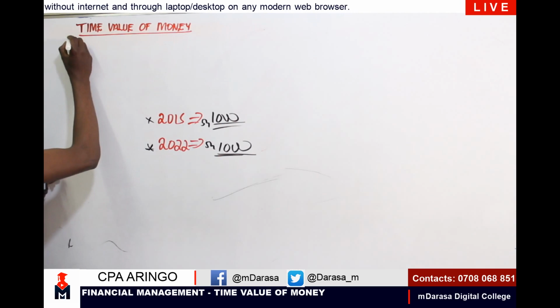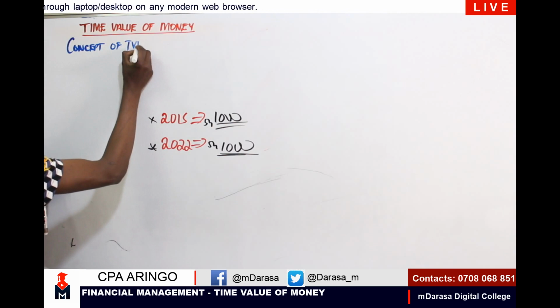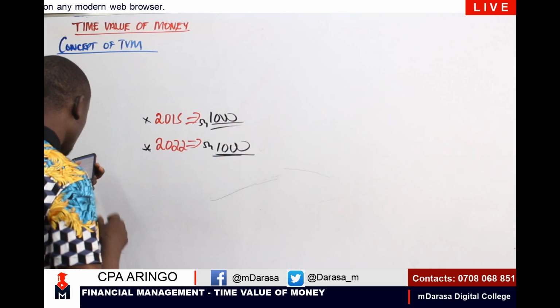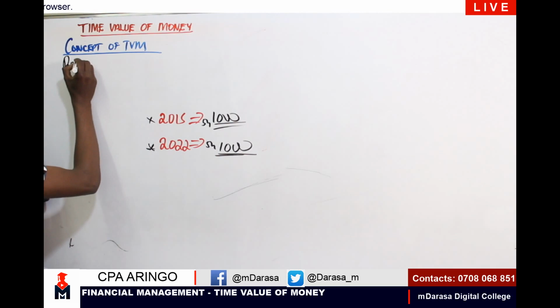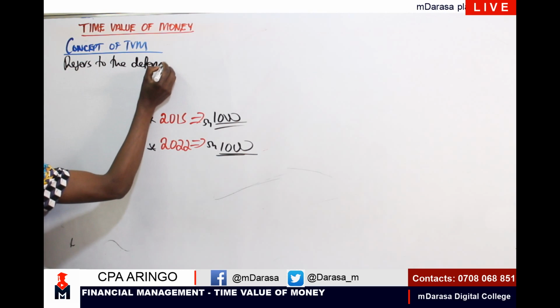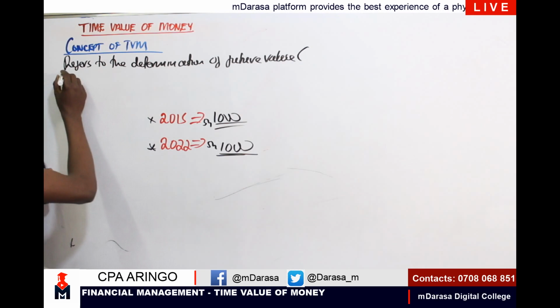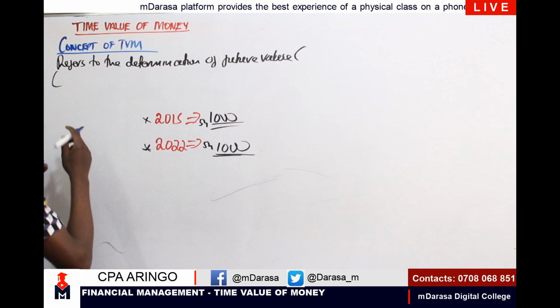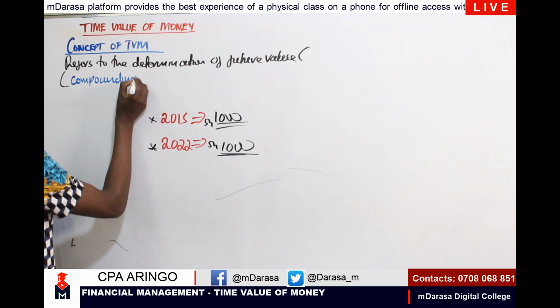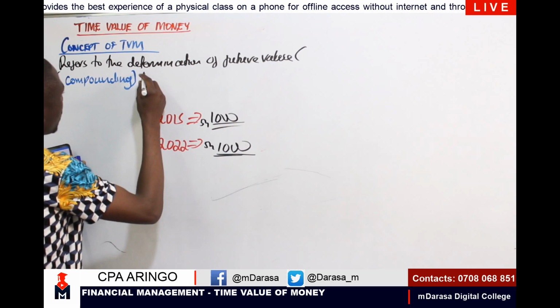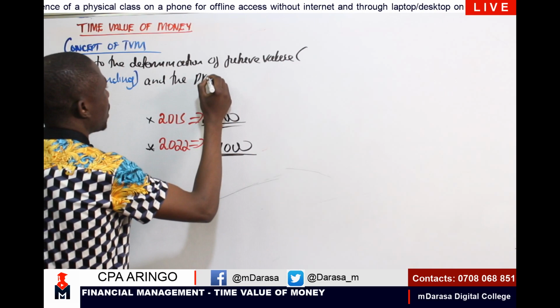The concept of TVM. You know that basically this refers to the determination of the future value, which in this case, my good student, I'm going to put into bracket. The future value, we are going to refer to it as what? Compounding. In this case, we are talking of compounding, and the present value.